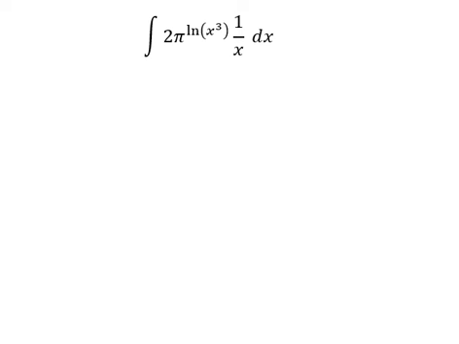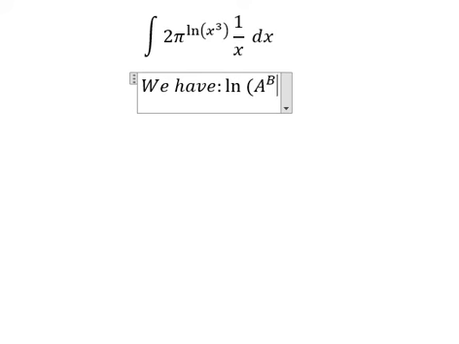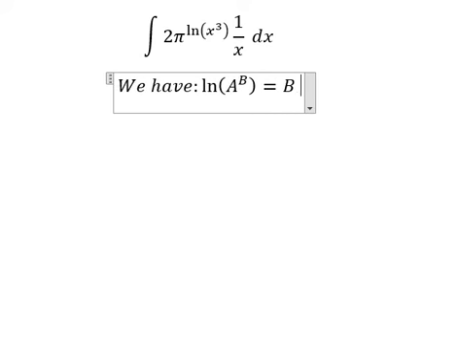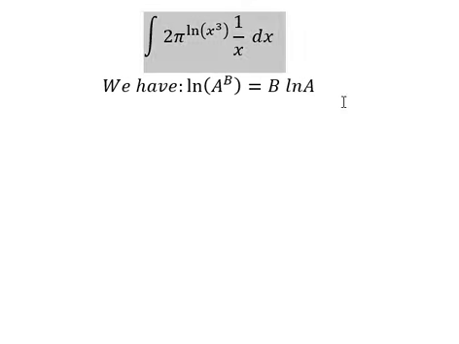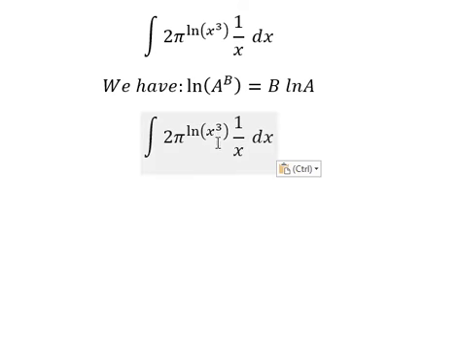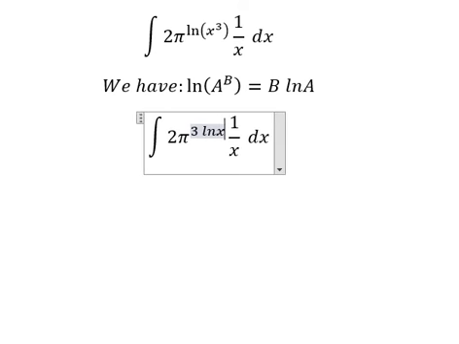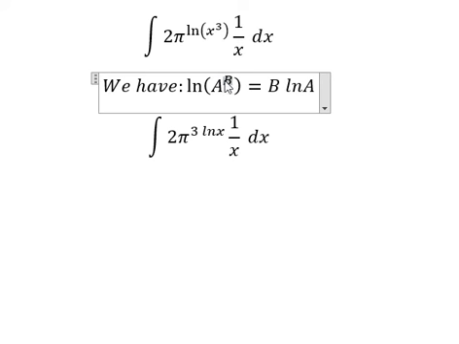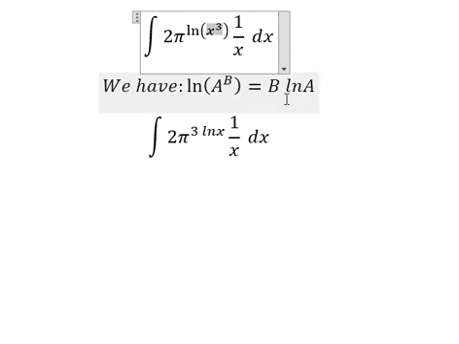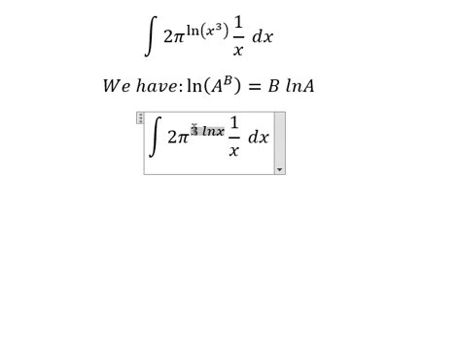The topic today is about integration. So now I will show you how to answer. We have the formula in here: ln of a to the power of b equals b ln a. So this one I can write as 3 ln s, because b is 3, so we put the 3 outside of the natural log, and that's why we have this one in here.